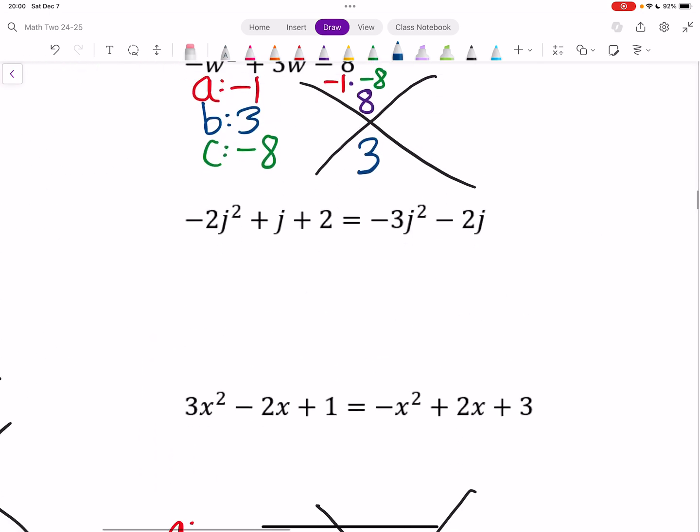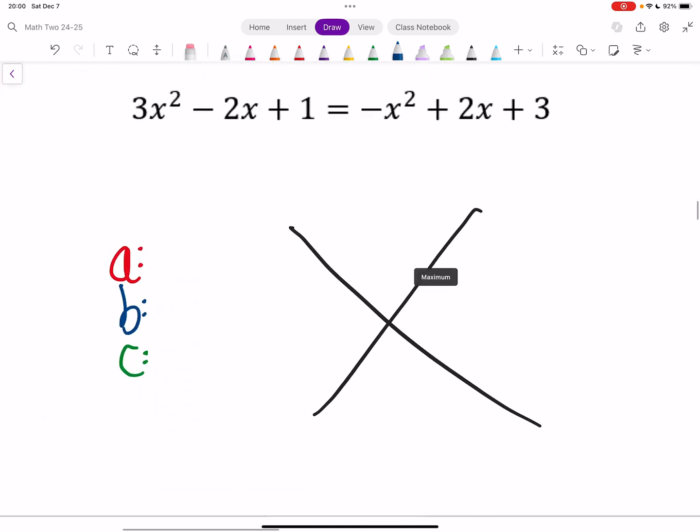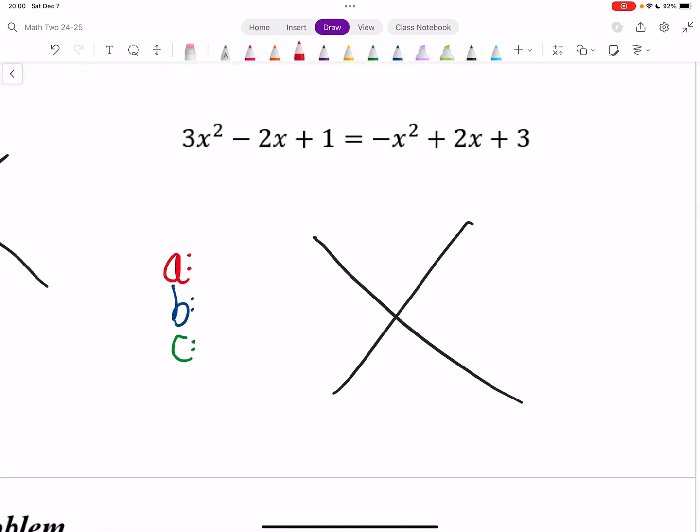Let's take a look at a problem right here where we have a little bit of work to do before we set up the x problem. Remember that the trinomial or the quadratic must be equal to 0, or all the terms must be on the same side, and in this case they're not. I'm going to recommend that we move all 3 terms from that side onto that side by addition or subtraction.